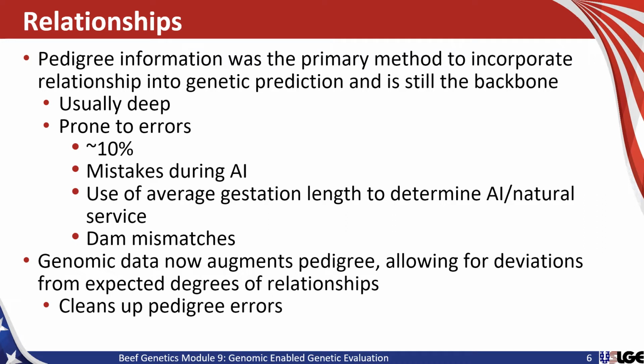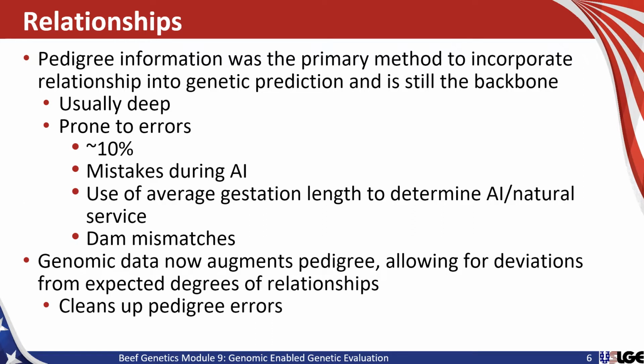These errors occur because mistakes happen in production. They could be mistakes in artificial insemination, whereby a cow is simply bred to the incorrect bull. There could also be mistakes made when there is artificial insemination followed by the use of natural service sires, and the use of average gestation length is used to determine whether a calf is the product of AI or natural service. Given that not every animal gestates for the same number of days, this can create uncertainty and, as a consequence, the incorrect call as to who the correct sire is.